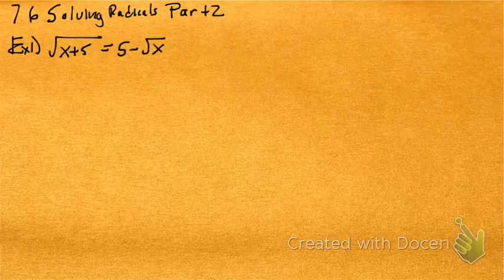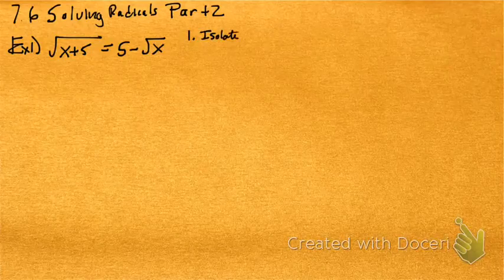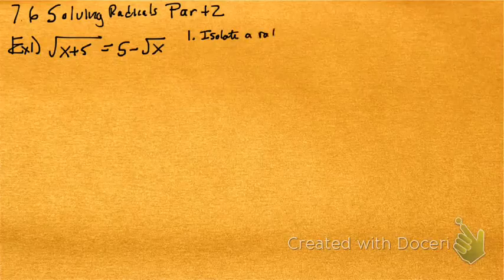Let's look at example 1 where we have the square root of x plus 5 equal to 5 minus the square root of x. I'm going to write down some steps that I'm taking because you're going to follow similar steps more than likely when you're solving problems like this on your own. The first step is always to isolate the radical, the same way we did in part 1. It's really your choice which radical you isolate.